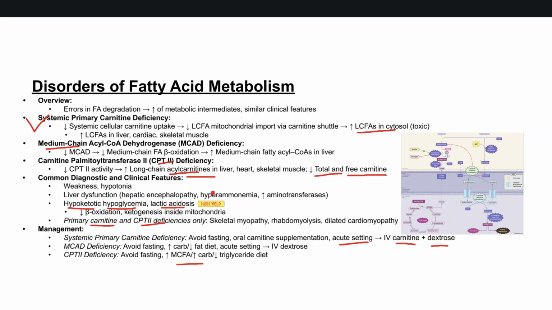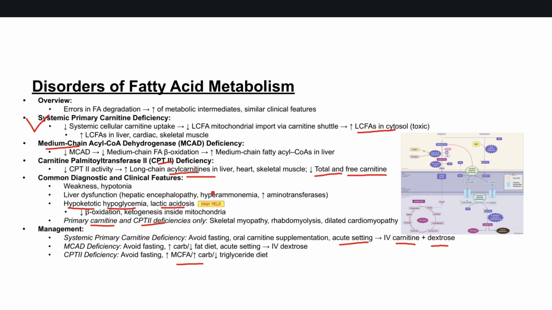Your muscles are going to start to break down. Liver dysfunction, because even the liver cells need energy, right? So hepatic encephalopathy, hyperammonemia, and all that, because your liver is not doing its job anymore. It's damaging and accumulating ammonia, and it's damaging your brain, crossing the blood-brain barrier, etc.